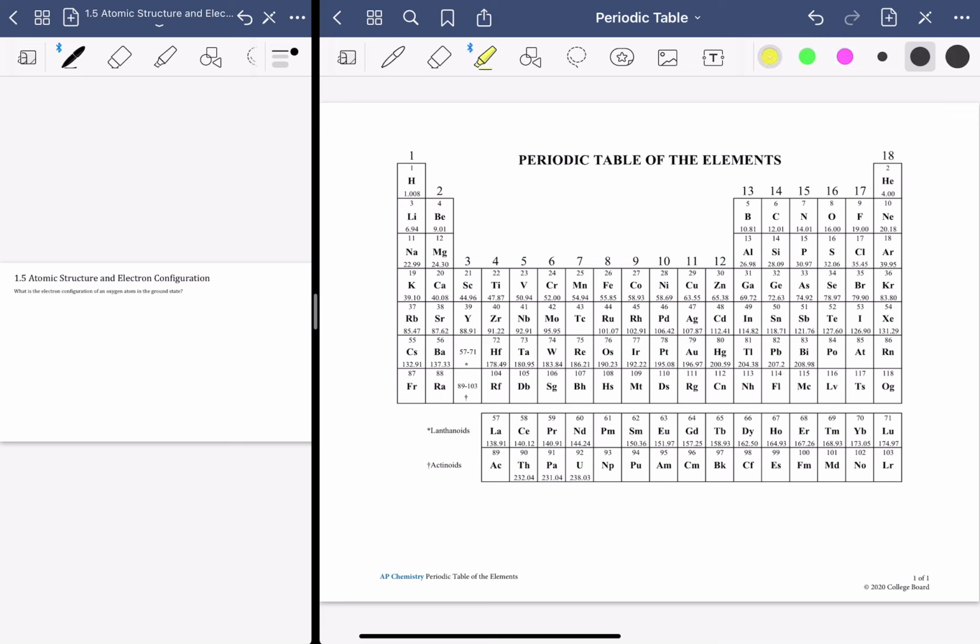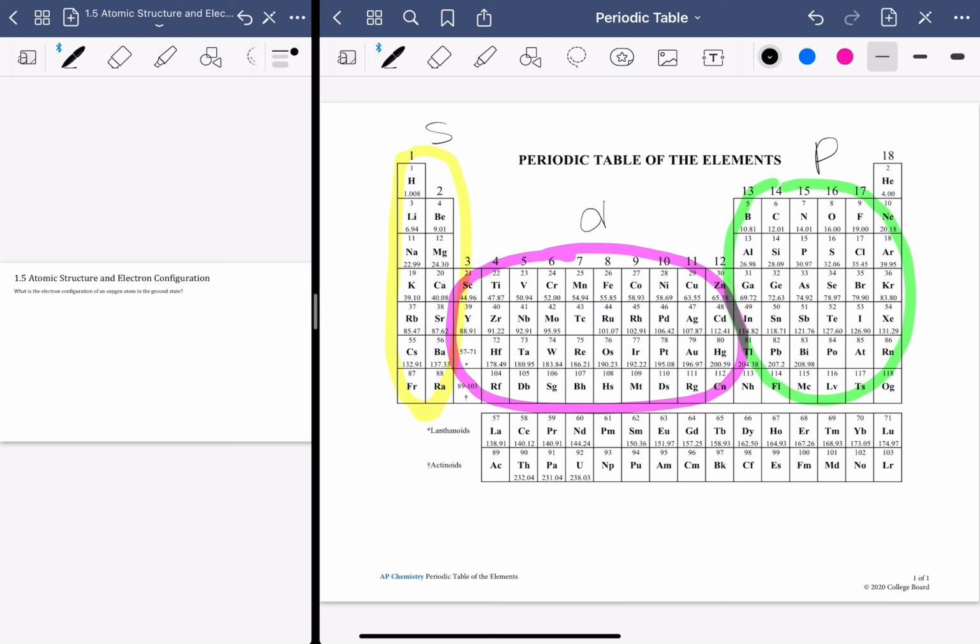So if you take a look at the periodic table, these are s orbitals, these are p orbitals, and these are d orbitals, and these are f orbitals. And we need to classify where oxygen is using these orbitals and how many electrons are in each group of orbitals.